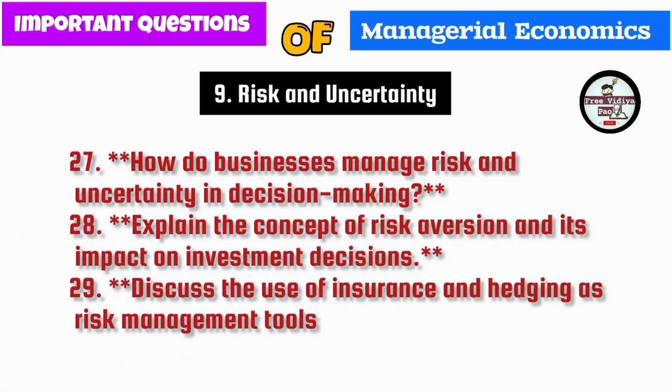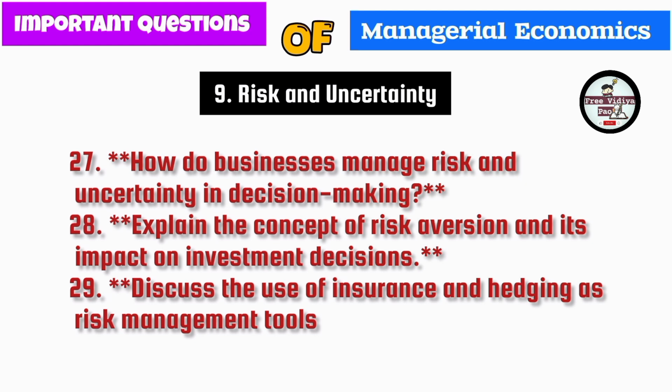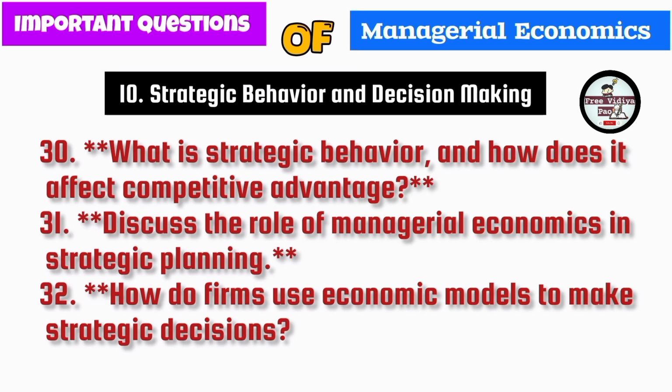Next topic is risks and uncertainty. 27 question is how do businesses manage risks and uncertainty in decision making. Now next question is explain the concept of risk aversion and its impact on investment decisions. Now next question is discuss the use of insurance and hedging as risk management tools.